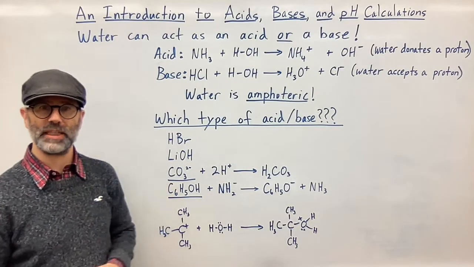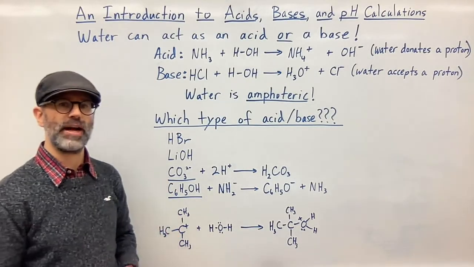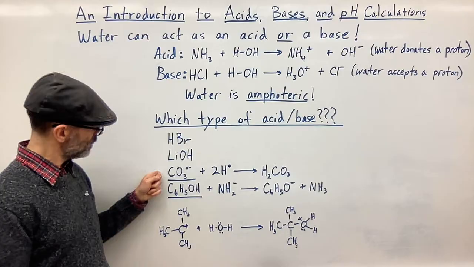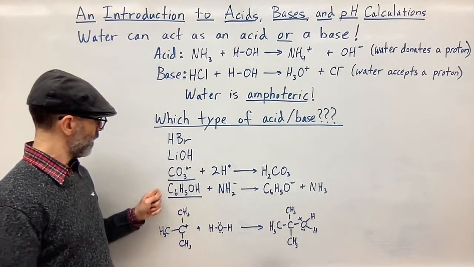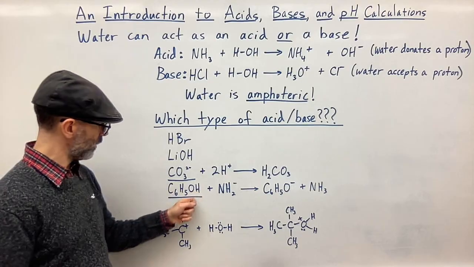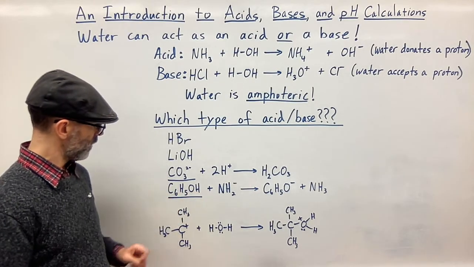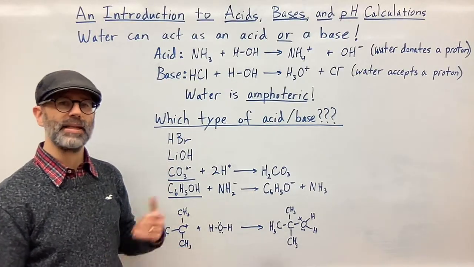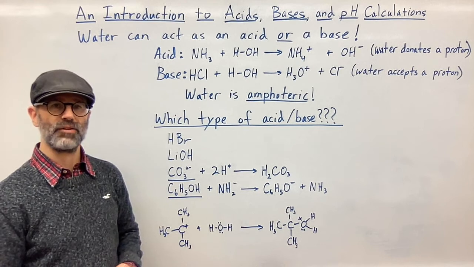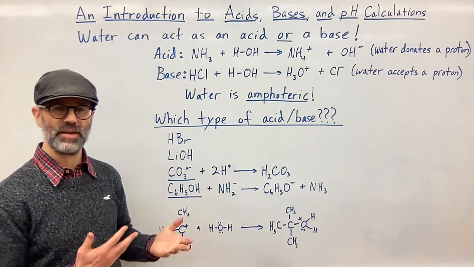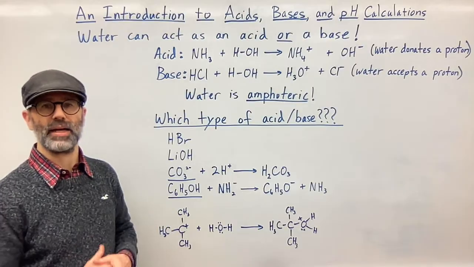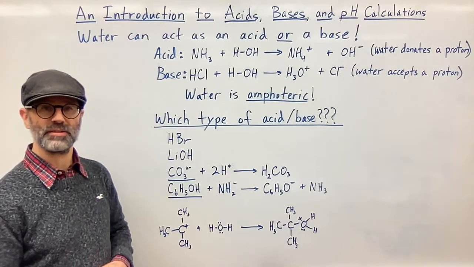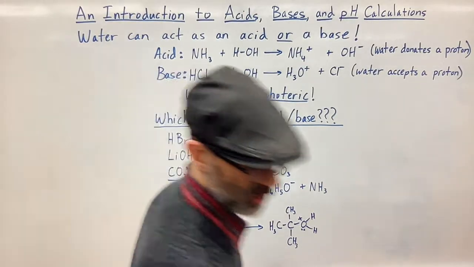Let's do a little quiz here. You can pause the video right now. Look at these. So we have HBr, LiOH, CO3 2 minus, I have it underlined. We have C6H5OH, so that one here, and then we have this one and this one. Can you identify the type of acid or base that it is? So first you need to identify whether it's an acid or base, and then you've got to identify what kind is it. So you can pause the video, see how well you do, and I'm going to go over this. Okay, let's get started.